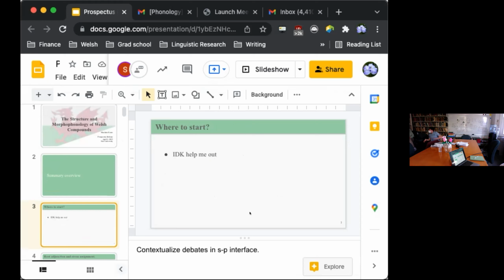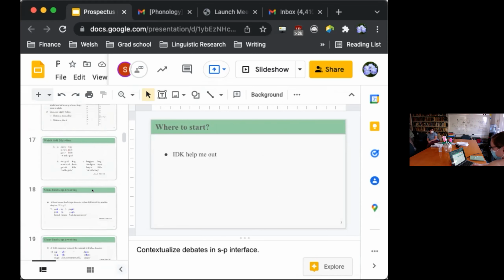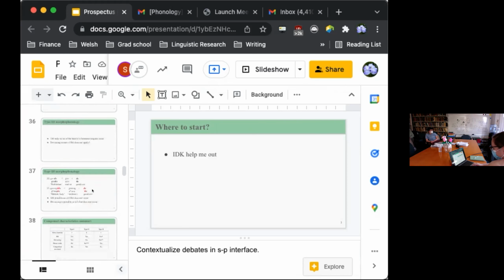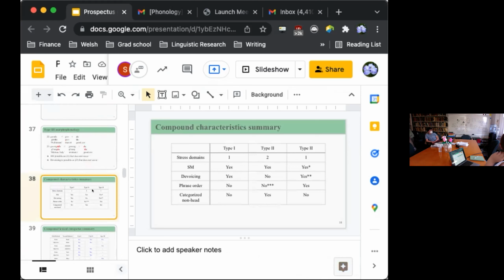Anyway, you could show some data, like you had on slide 38, this really nice table summarizing the properties of the different types of compounds. And you had some data just before that showing examples of real compounds that instantiate some of those different types. So you could show this data and say, look, we have this empirical fact about Welsh, these differences, and we need some kind of analysis of these compounds that's going to derive those differences. That's kind of a puzzle.